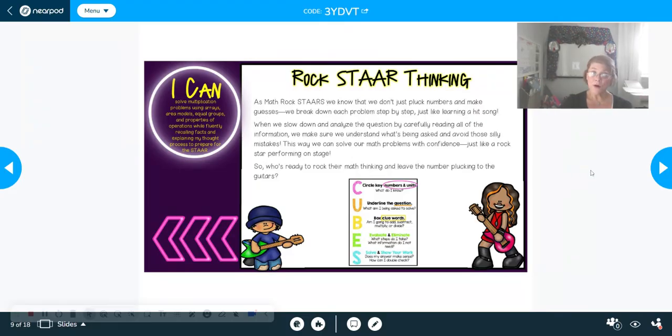So rock star thinking, where it's multiplication and division. Well, multiplication today. We're wanting them to continue not being number pluckers in these word problems. We're wanting them to look for those tricky McTrickersons. And so we're strongly encouraging them to use the CUBE strategy. Sorry, I bit my tongue.